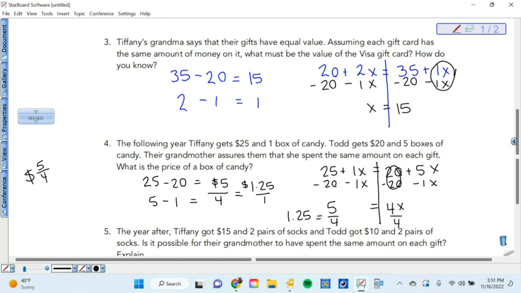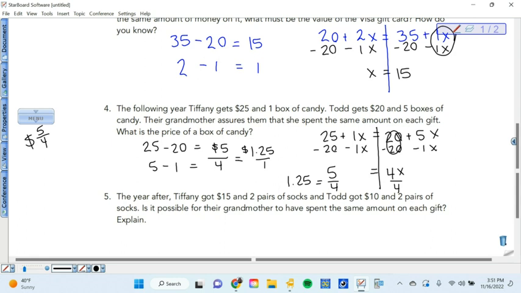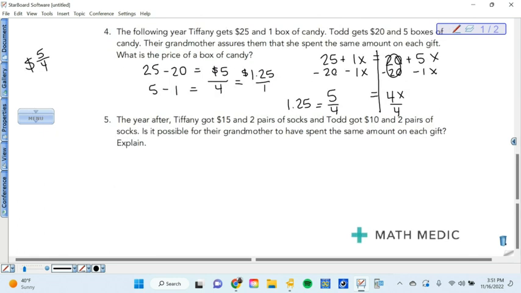Because you're never going to go to the grocery store and see something cost 5/4 of a dollar, right? We always write prices as a decimal. If you find a store that puts their prices in fractions, I would be really surprised. I don't believe it. Take a picture of it.